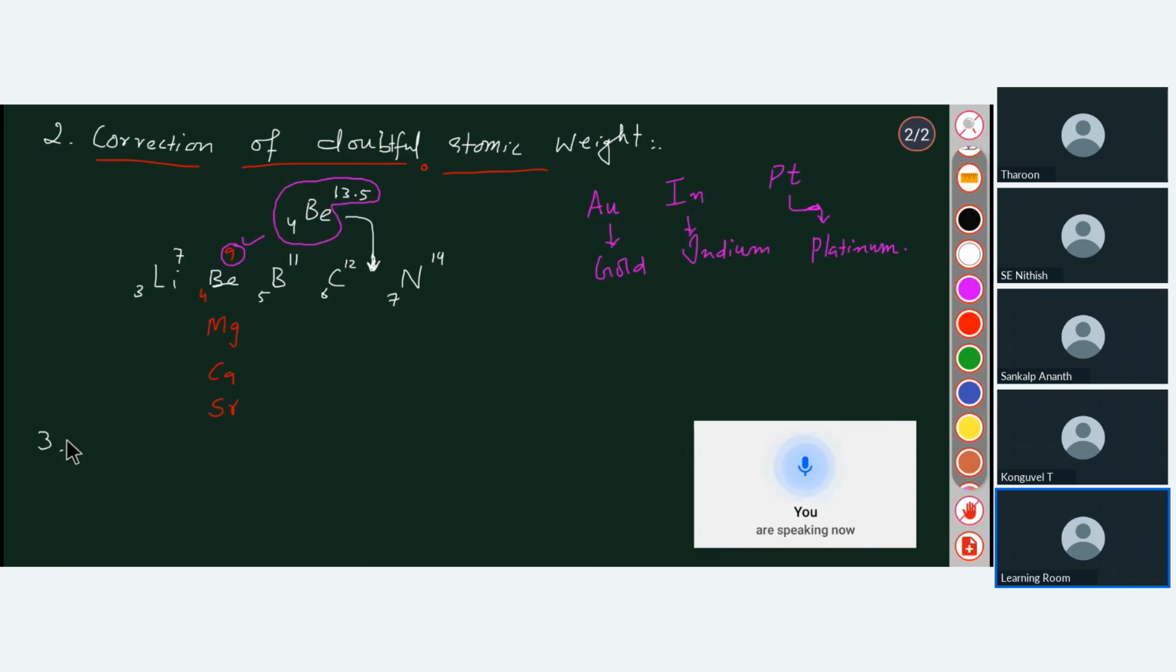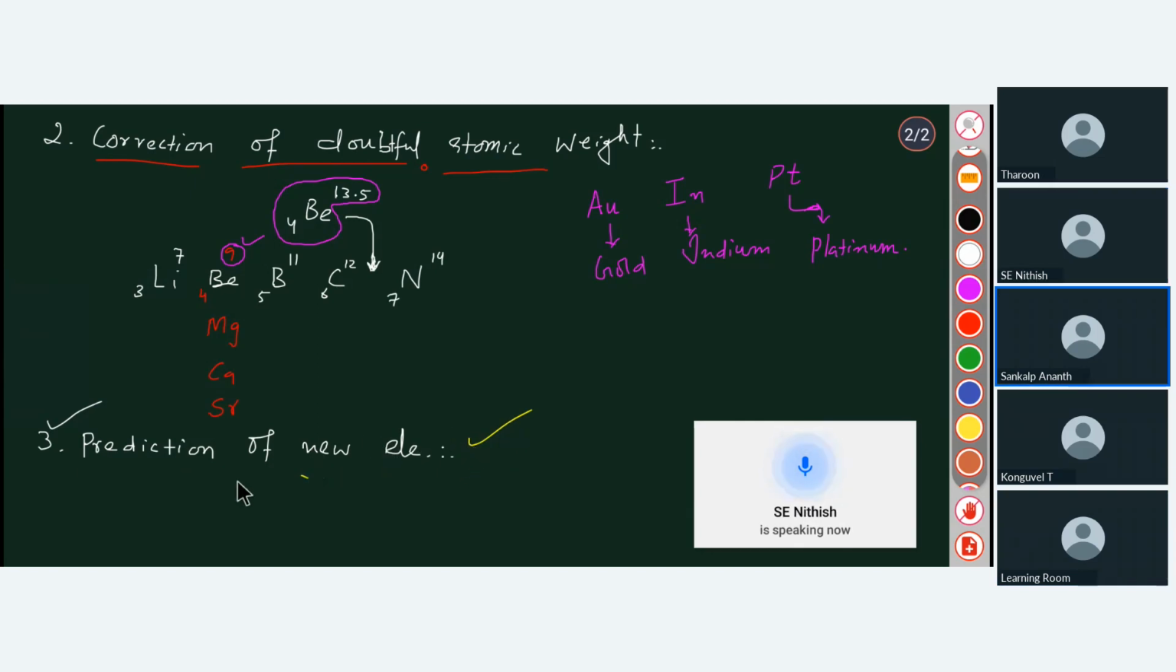Then the third one is very important, that is the prediction of new elements. I hope you remember that in Mendeleev's periodic table there were some empty or vacant spaces, right? Yes, sir. Prediction of new elements. So can you tell me where the spaces were? Which elements did Mendeleev actually predict? Sir, noble gases. In group 8, row 3, and in group 7, and in group 4, row 4. I will tell you.